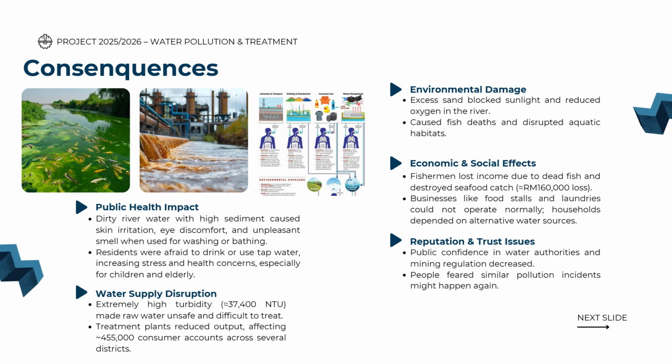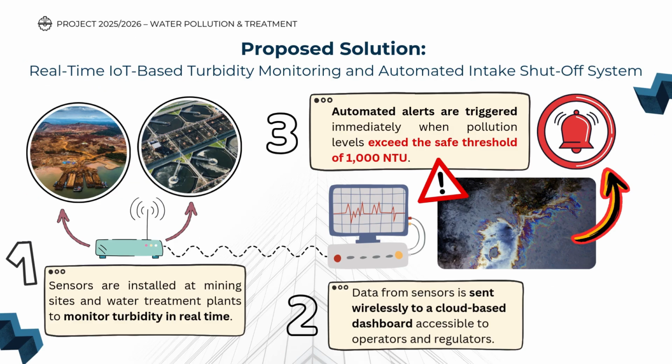It also underscores the importance of strict regulation and proactive monitoring to protect both communities and ecosystems. To address the challenges highlighted in our case study, we propose a proactive engineering solution: the real-time IoT-based turbidity monitoring and automated intake shutoff system. This system acts like a smart immune system for our rivers, detecting threats and responding immediately.